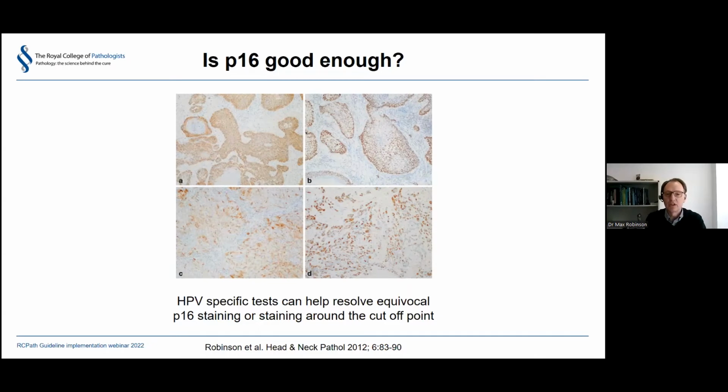Occasionally, we get equivocal staining patterns, a bit like this. This one isn't nuclear and cytoplasmic, it's cytoplasmic. This one's nuclear. There's no cytoplasmic staining there, so that's an unusual staining pattern. And then these are proportion staining. Is it nuclear and cytoplasmic, and what proportion of cells are staining? In these circumstances, it can be useful to have an HPV-specific test to resolve issues around the classification.